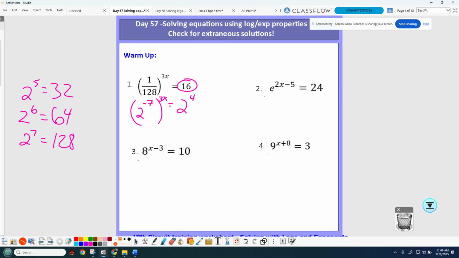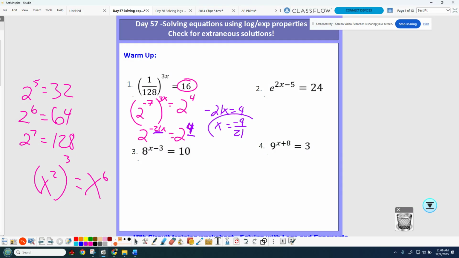Jonathan, how do I raise a power to a power? X squared to the 3rd? No? To the 6th, so you multiply. Okay, raising a power to a power, that's 2 to the negative 21x equals 2 to the 4. So 2 to this power equals 2 to that power. Don't the powers have to be equal? So negative 21x equals 4. That's what we were looking for, an exact answer that didn't need a calculator.